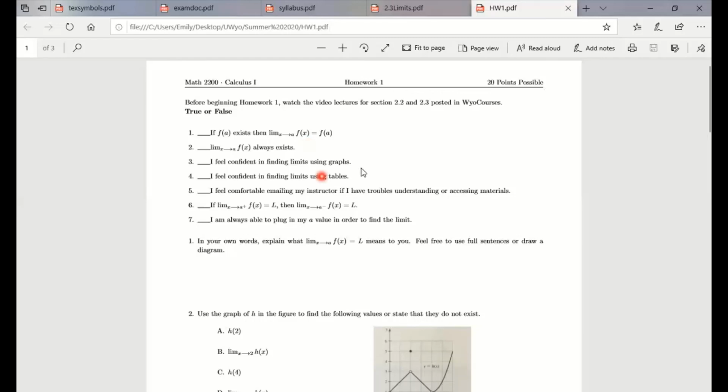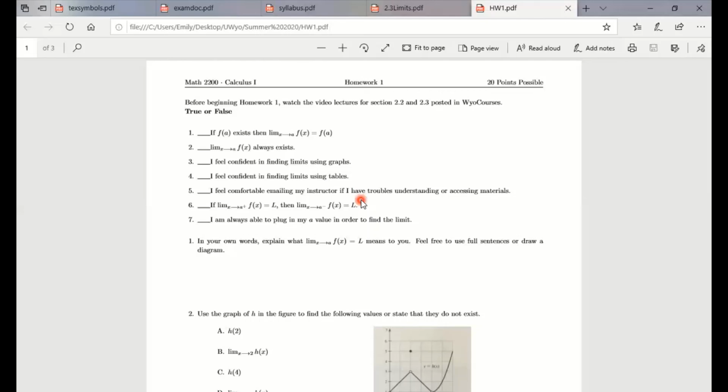I've got a couple touchy-feely questions right here in the middle. I feel confident in finding limits using graphs. I feel confident in finding limits using tables. I feel confident emailing my instructor if I have trouble understanding or accessing materials. True, false, I just kind of want to get a little bit of feedback on this first homework. I've already gotten emails from a couple of you, and I really appreciate the boldness, just you guys feeling comfortable reaching out to me, and hopefully I'm going to respond to all of them, or I'll make a video that encompasses all of the answers.